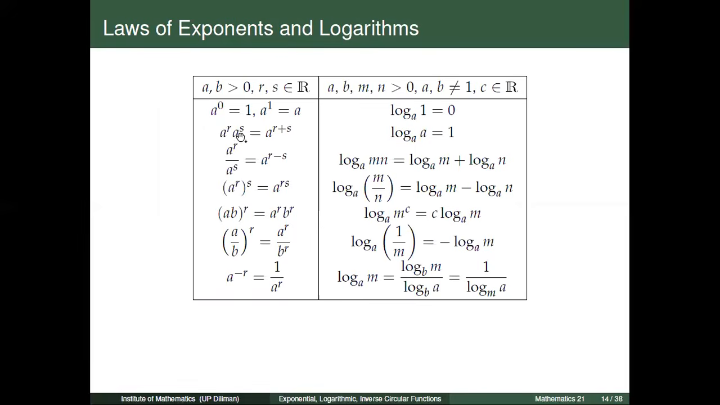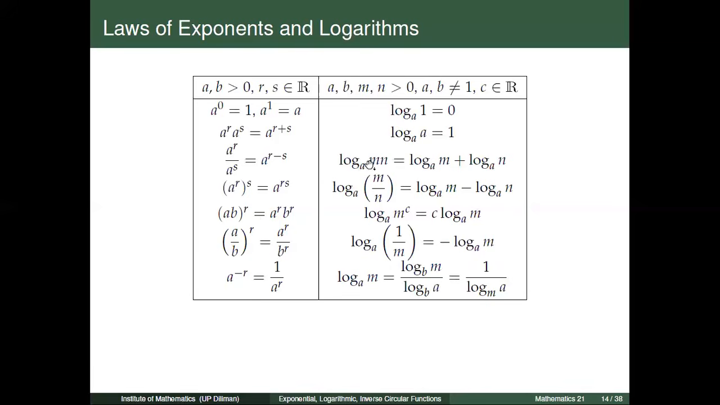For instance, a to the r times a to the s is equal to a to the sum of r and s. A to the r all raised to s is equal to a to the product of r and s. And an exponent may be distributed over a product and a quotient. Note that exponents may not be distributed over sums and differences.